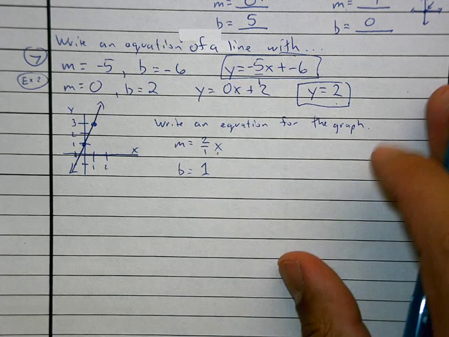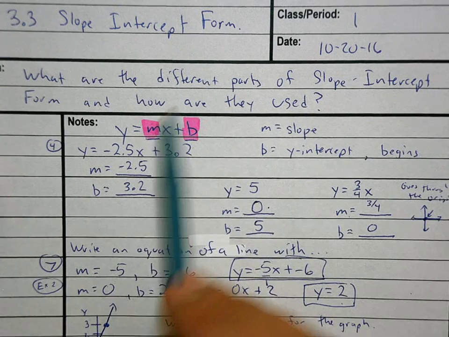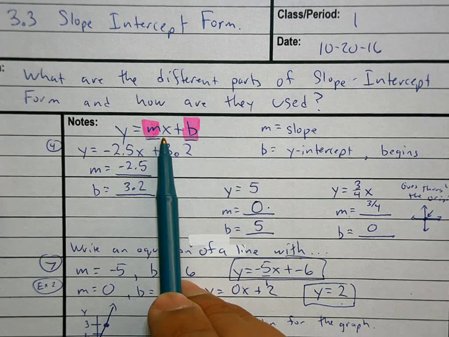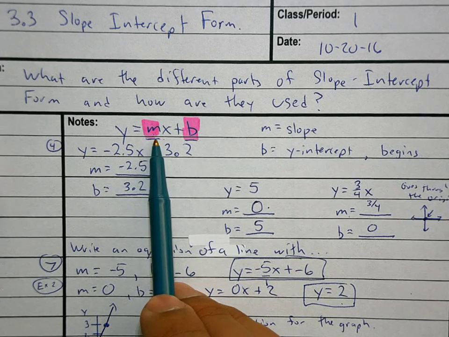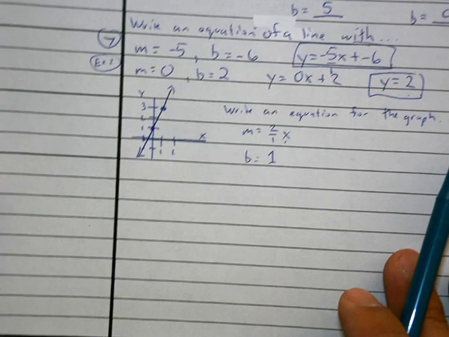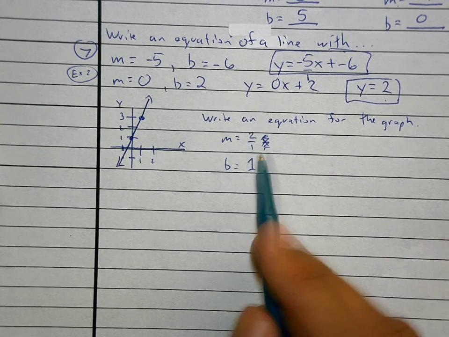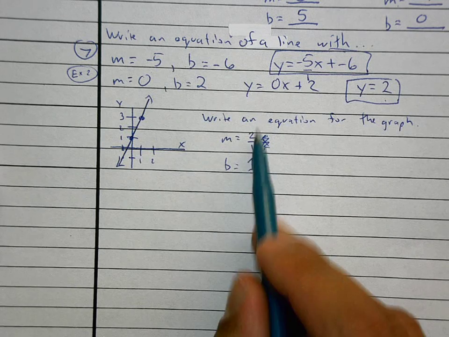Wait. Let's go back up here. The M is the number in front of the x. Is the M including the x? No. The only thing I want for M is the number. So 2 over 1 is fine. Is there an easier way to write 2 over 1?